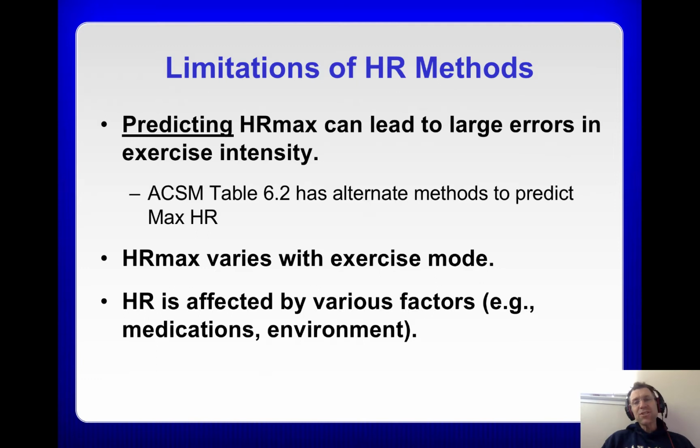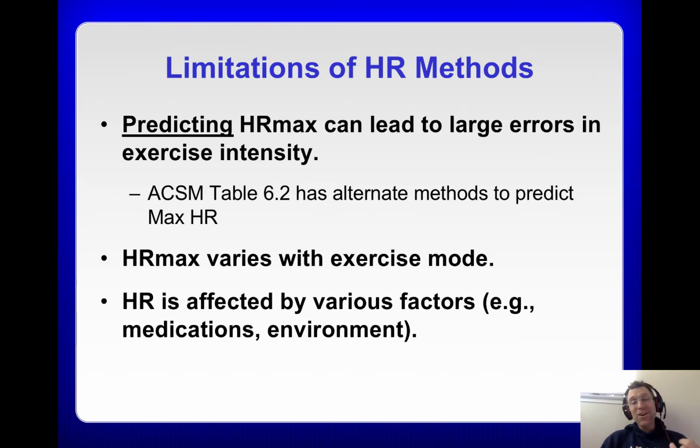So the limitations of the heart rate methods: predicting heart rate max, which we've already talked about, can lead to massive errors. It is Table 6.2 in ACSM that has those other prediction equations. They're interesting. Try them out. They all come up with a similar max heart rate, but there are considerations other than age that go into those other predictions, which sometimes makes them a lot more accurate.